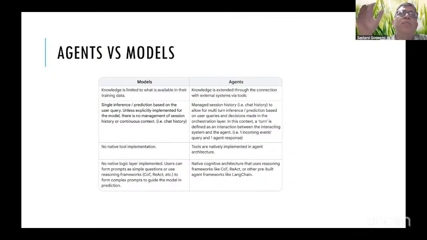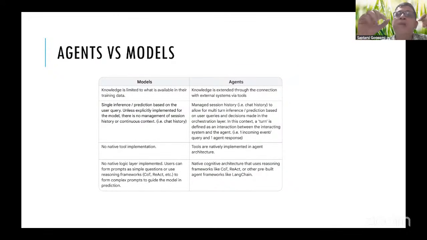The models will not have any access to tools, so it is a box that is available to you. But agents are like Lego, so you can add different capabilities to the agents in terms of tools or different agents and so on. And then models don't have any logic layer on top of them, whereas you can use something called cognitive architectures like COT, which is chain of thought, or ReAct, reason and act. These types of cognitive frameworks you can use through frameworks like LangChain.